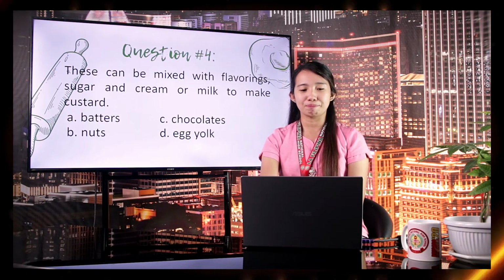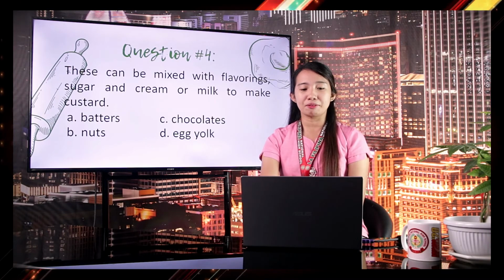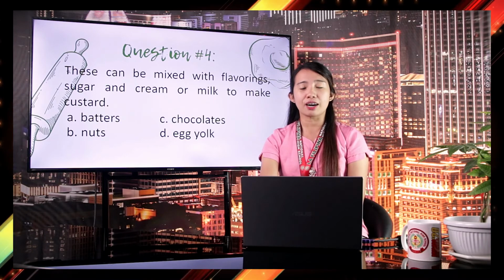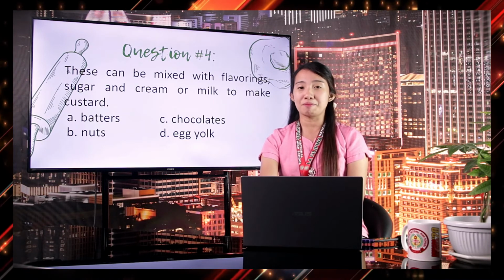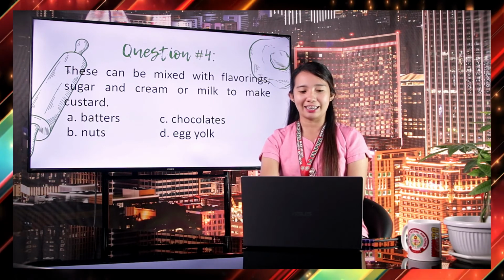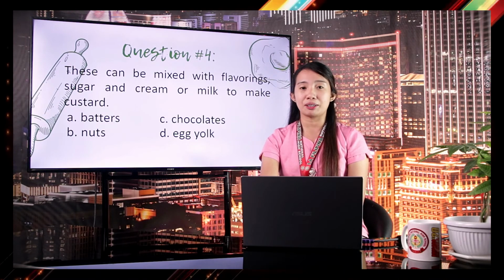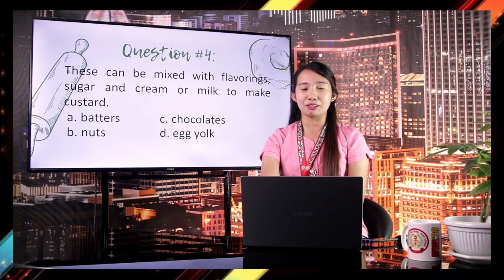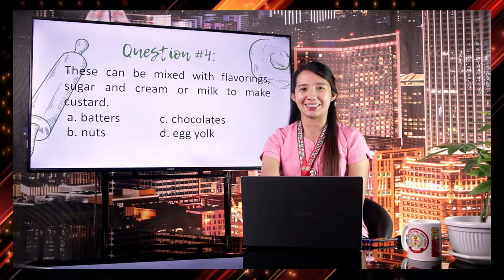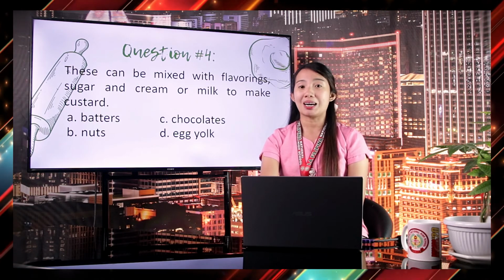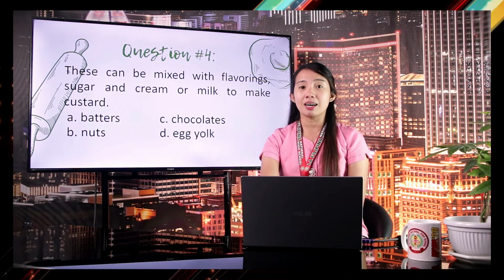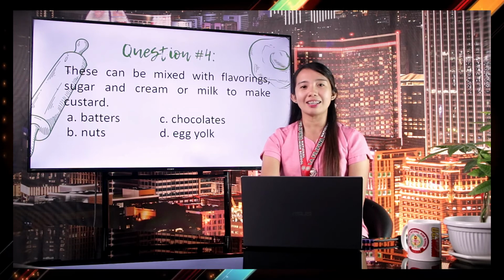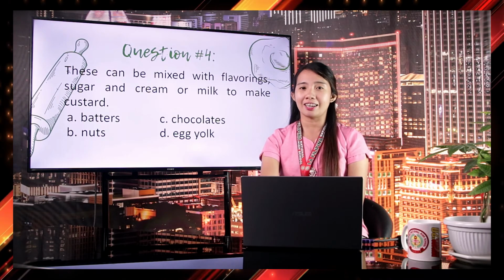Question number 4. This can be mixed with flavorings, sugar and cream, or milk to make custard. Letter A, butters. Letter B, nuts. Letter C, chocolates. Or letter D, egg yolk.